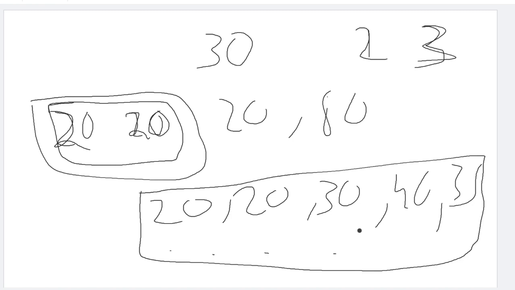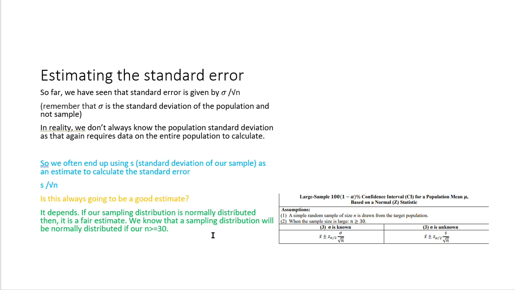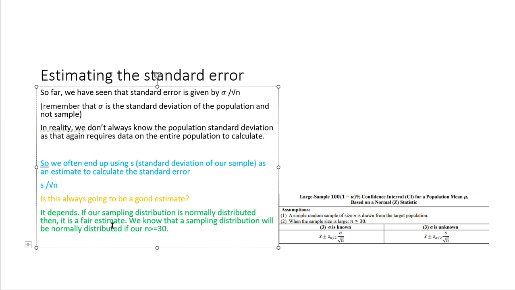Again, central limit theorem. The rule of thumb is if your sample size is greater than or equal to 30, you can use S, the sample standard deviation, as a decent estimate. Basically, it depends. If our sample distribution is normally distributed, then it is a fair estimate. And we know that our sampling distribution will be normally distributed if n is greater than or equal to 30 because of the central limit theorem.